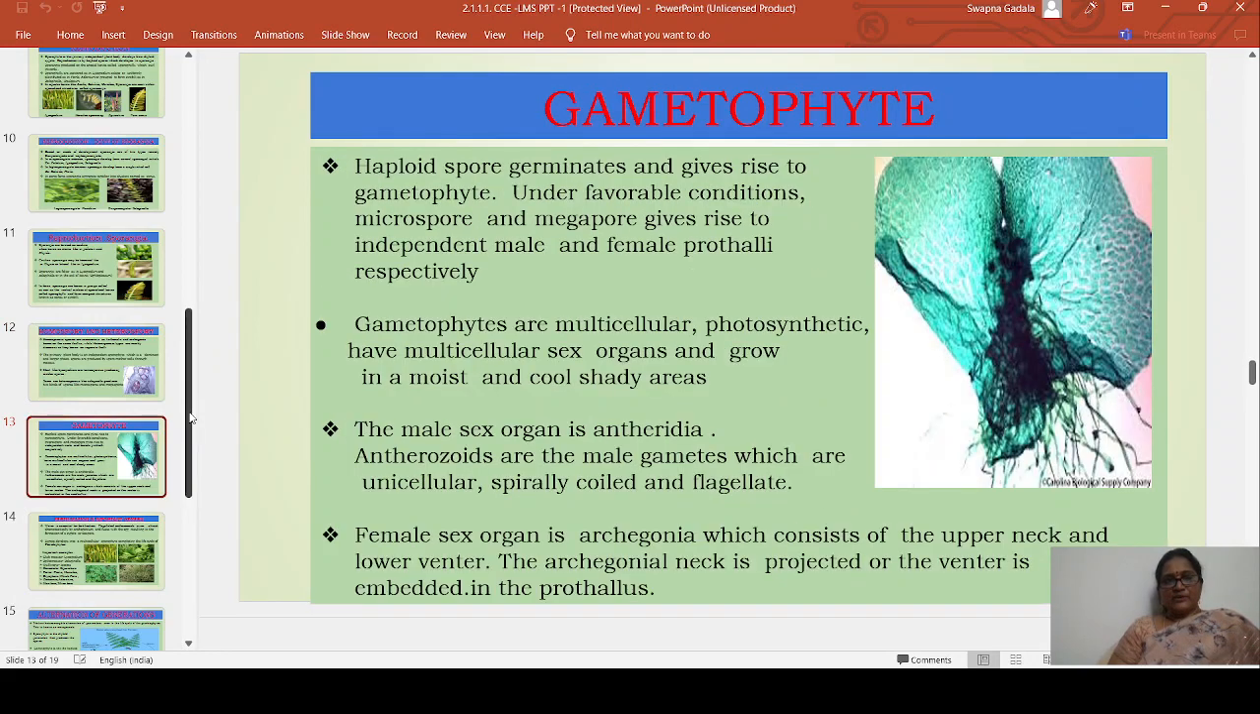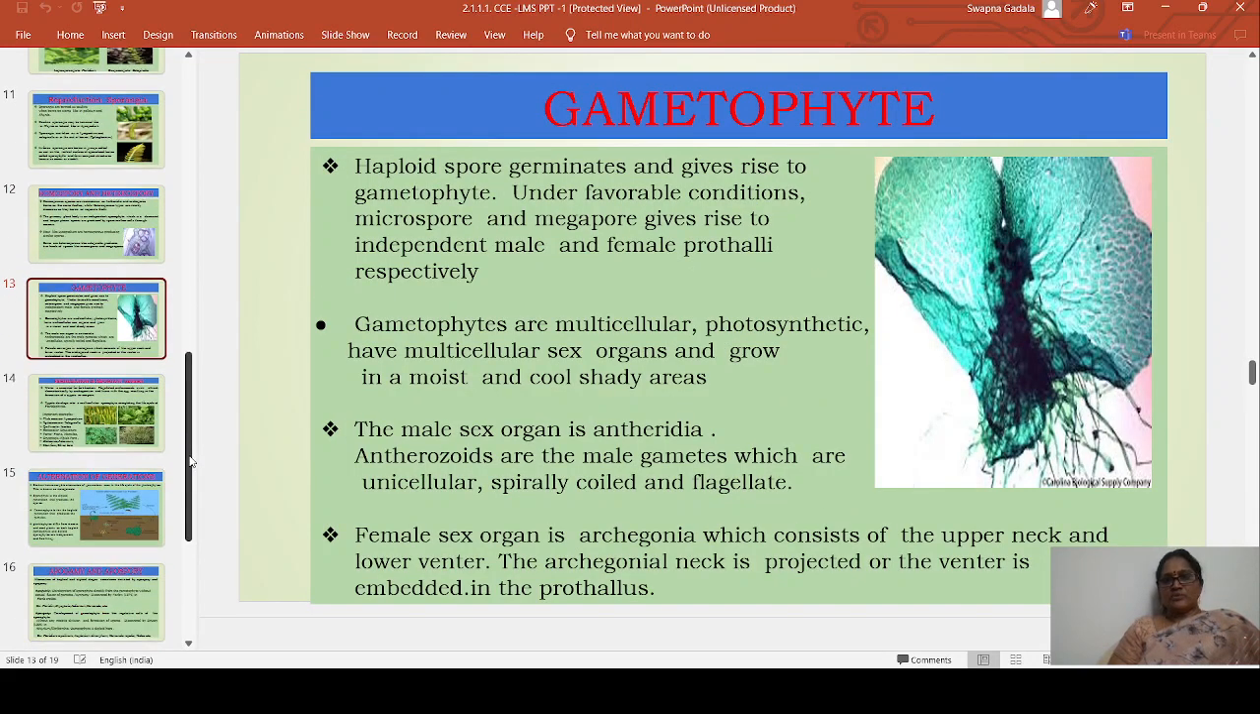And this one is the gametophytic stage of the pteridophytes. The gametophyte is also known as the prothallus. The haploid spore germinates and gives rise to the gametophyte under favorable conditions. So the microspore germinates and gives rise to the male gametophyte, and the megaspore germinates and gives rise to the female gametophyte. These gametophytes are multicellular, photosynthetic, and have multicellular sex organs like antheridia and archegonia. Generally, gametophytes grow in cool, moist, shady areas.